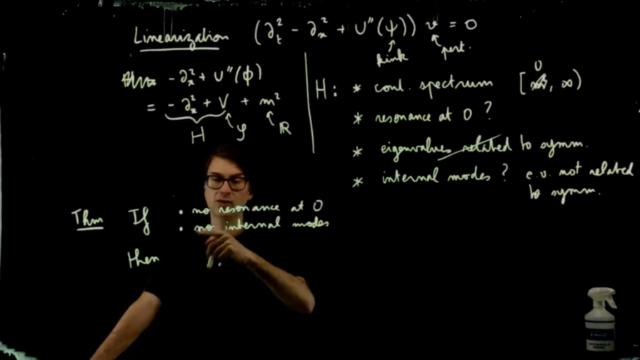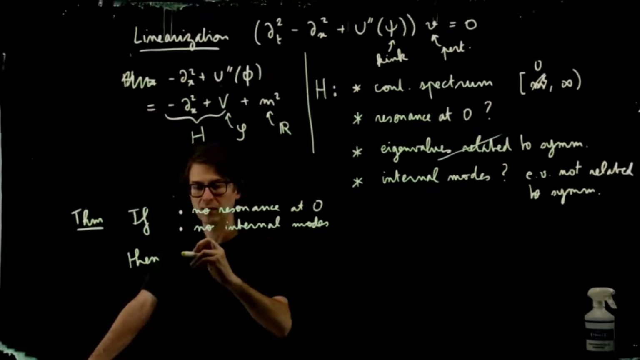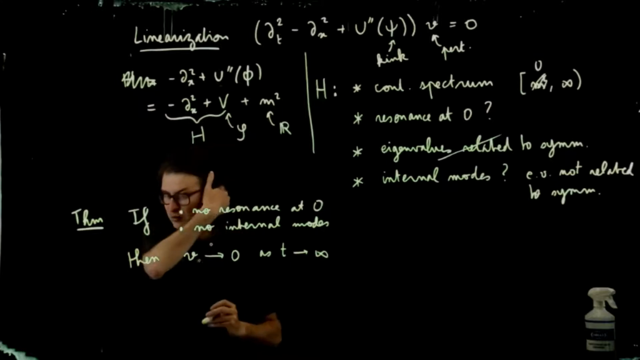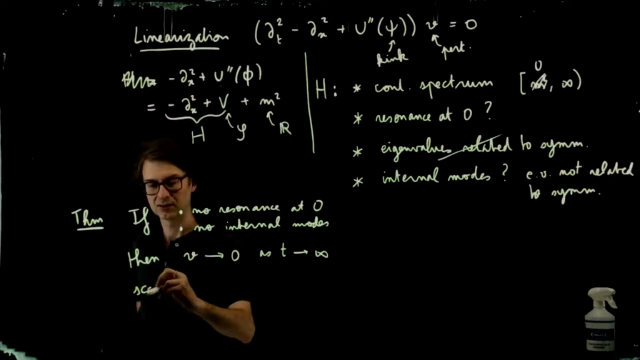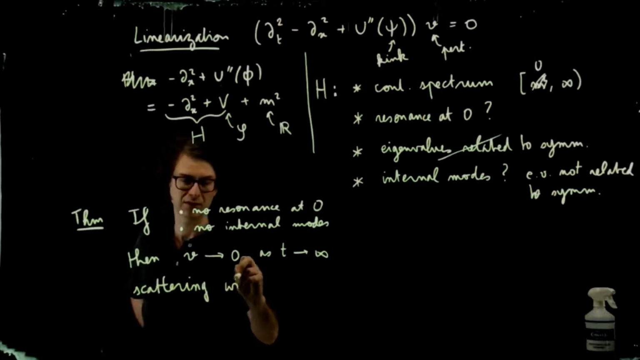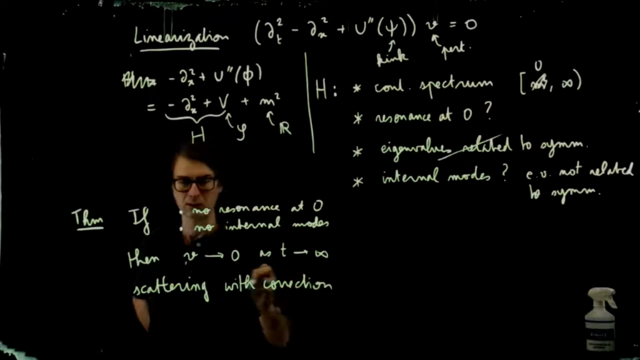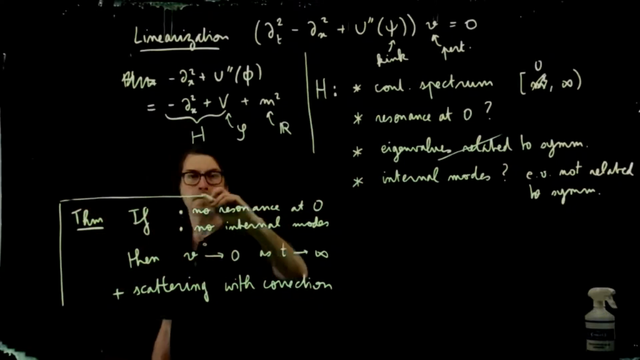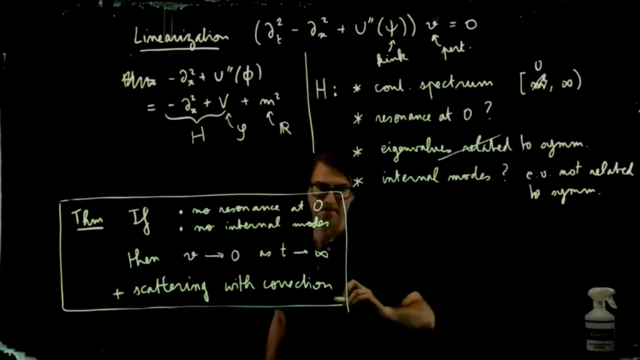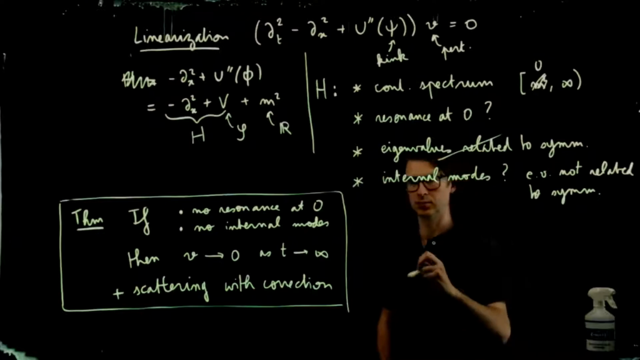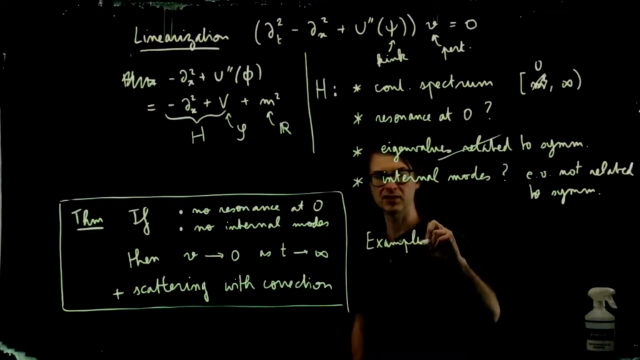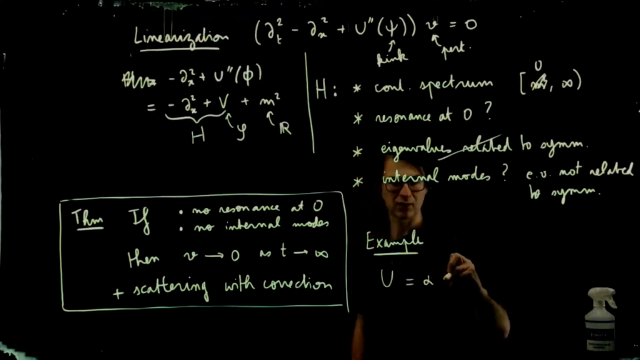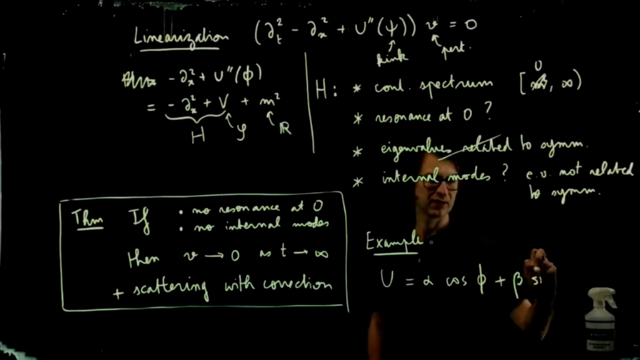V, so not for the linearized problem, but for the full problem, V goes to 0 as t goes to infinity, and there is the usual scattering with correction. There is this logarithmic correction in the phase. So for instance, this applies to the double sine potential. So U equals alpha cosine phi plus beta sine phi over 2.